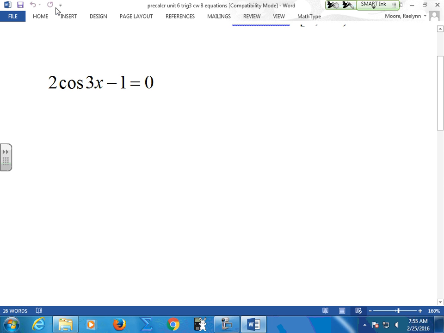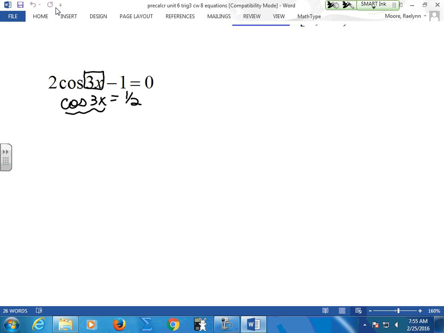So I've got a multiple angle. This is where it's different, right here. But I'm going to solve it as if it's a regular angle. I'm going to solve it for 3x, as if it was x. So what should I do first? Add 1, and then what? Divide by 2. Okay.